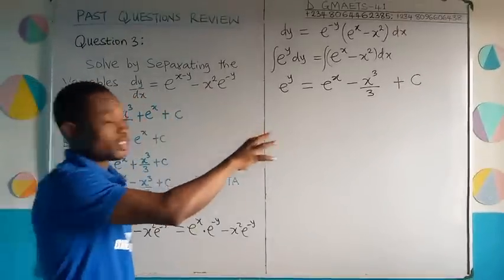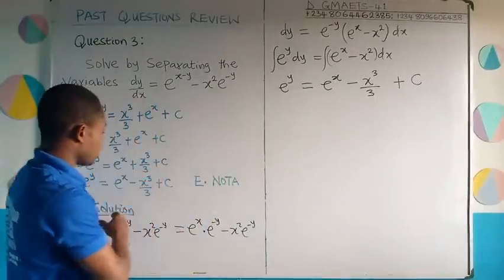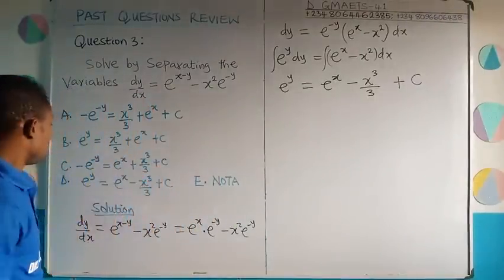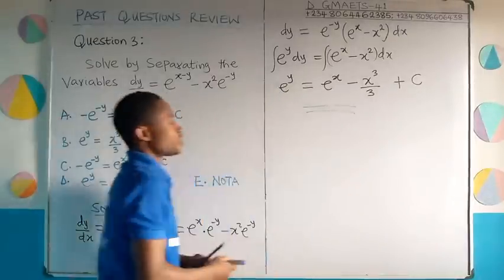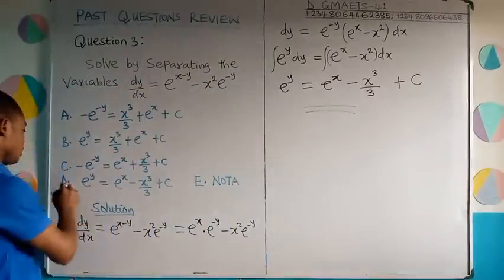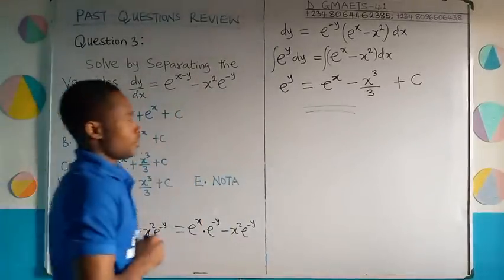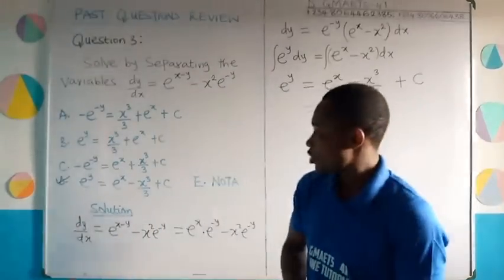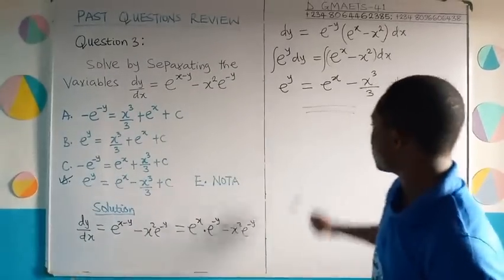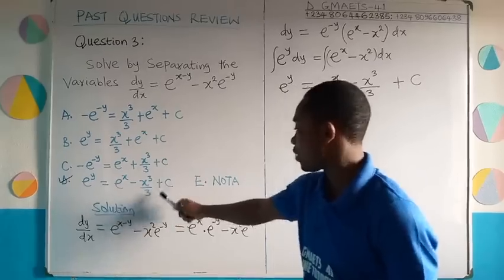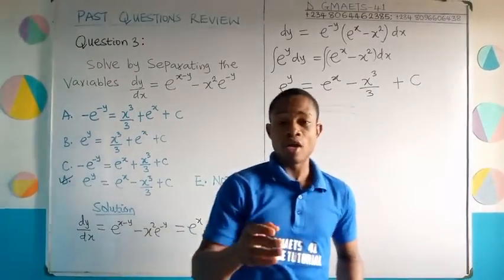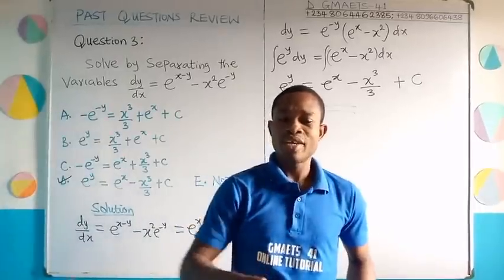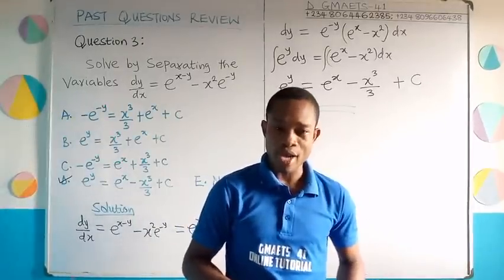Well, I'll finish solving. Let's look at this answer I got and then the options provided here. And then you would see clearly that the correct option to this question here is option D. Exponential y equal to exponential x minus x raised to the power 3 divided by 3 plus c is the correct option. We shall now move on to our last question in this episode U21.